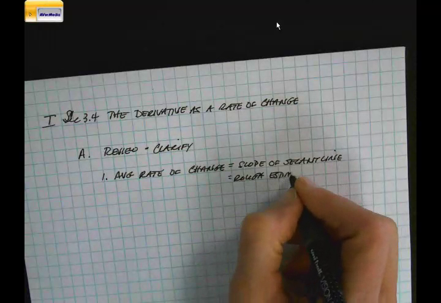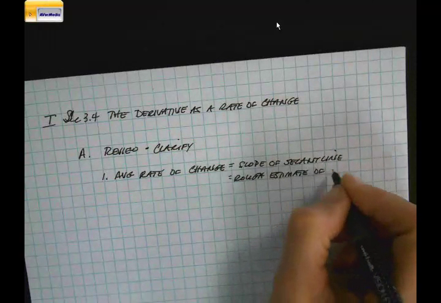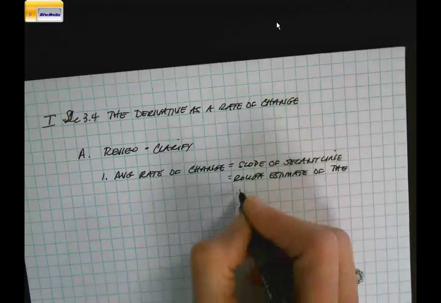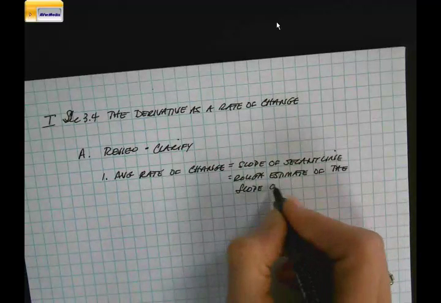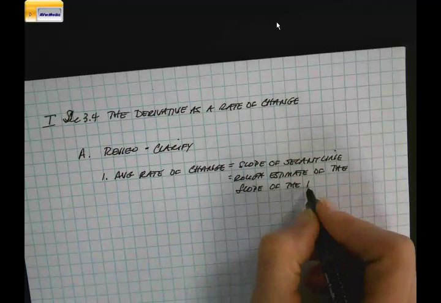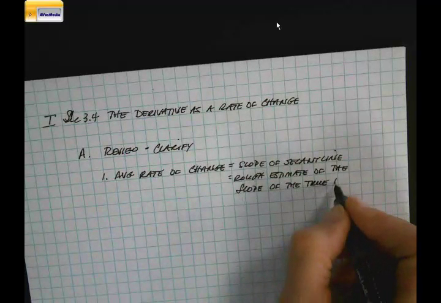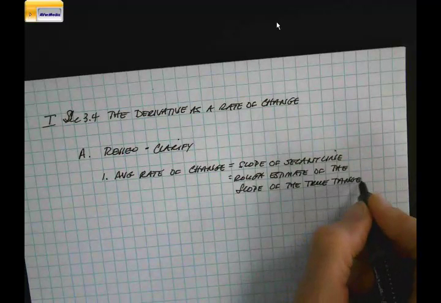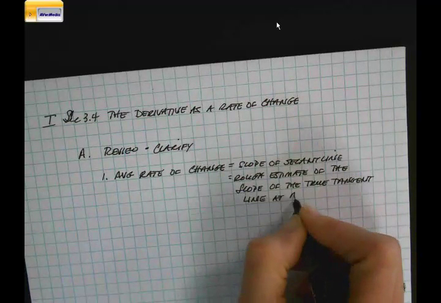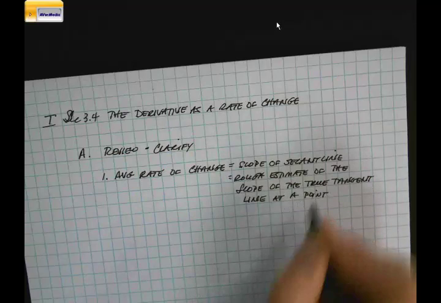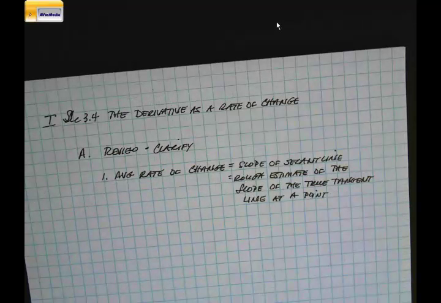It's a rough estimate of the slope of the true tangent line at a point. So in other words, try not to equate the average rate of change with the value of the first derivative, because it's a rough estimate.